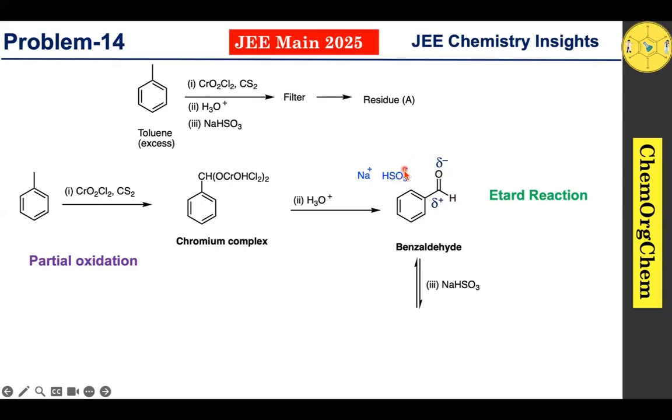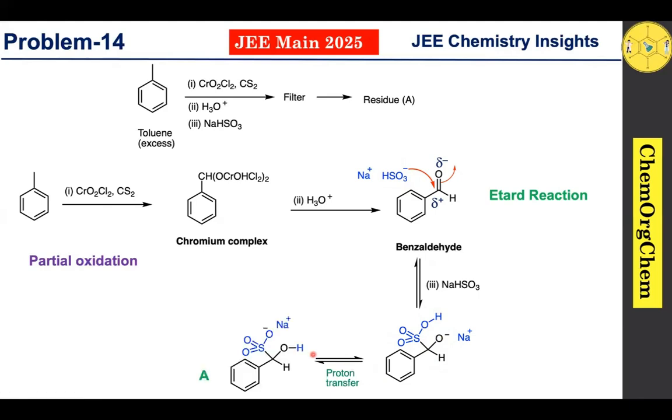Now this HSO3 minus attacks this carbon atom. As a result, this pi bonded electron moves towards the oxygen atom, which makes this corresponding intermediate. For convenience, we can expand this structure like this. Now you see this O negative charge takes the proton from this hydroxy group. As a result, proton transfer takes place to produce this aldehyde bisulfite adduct. This is our residue A. This particular reaction is known as the sodium bisulfite addition reaction.